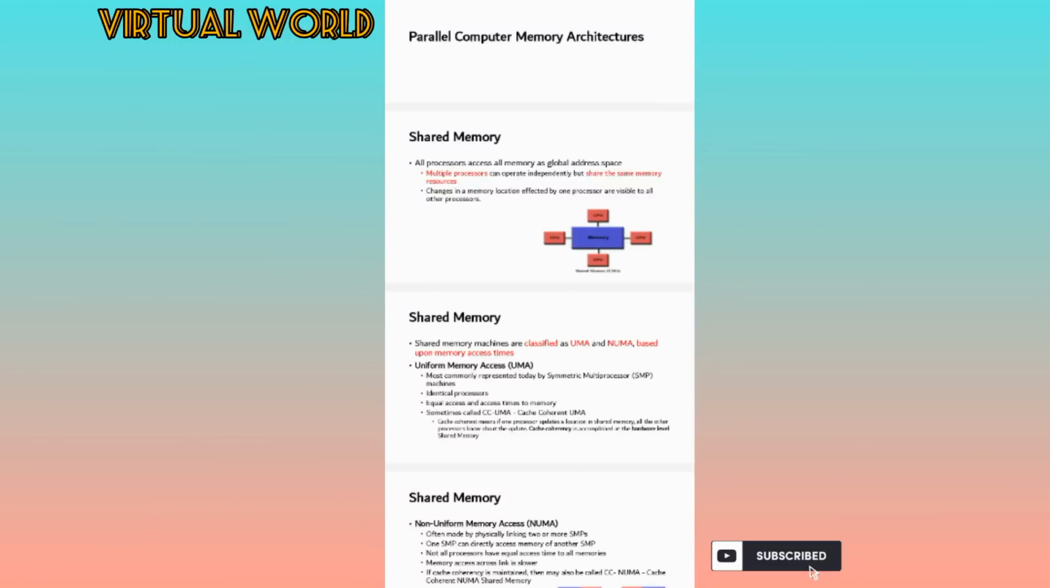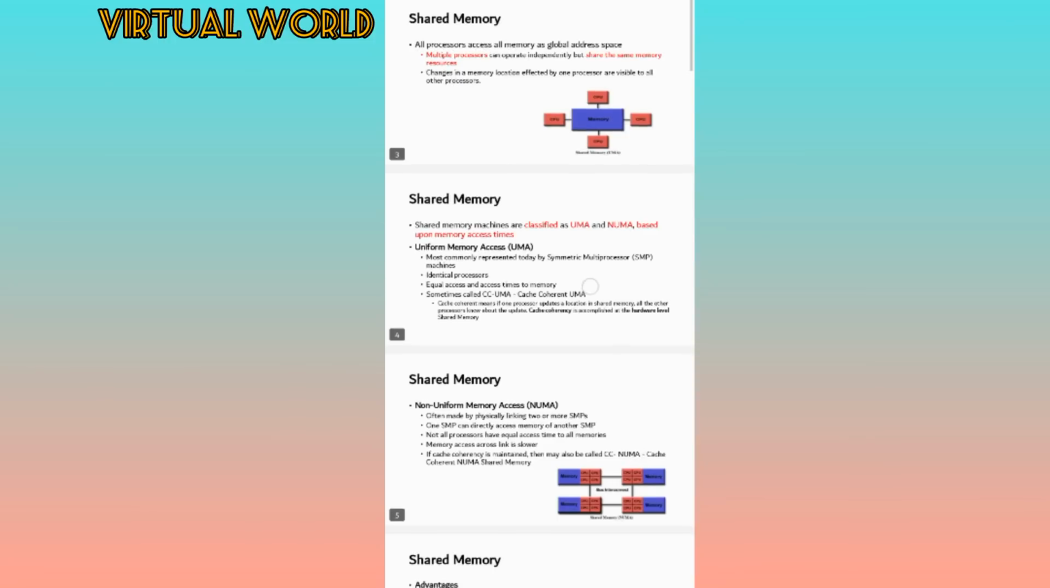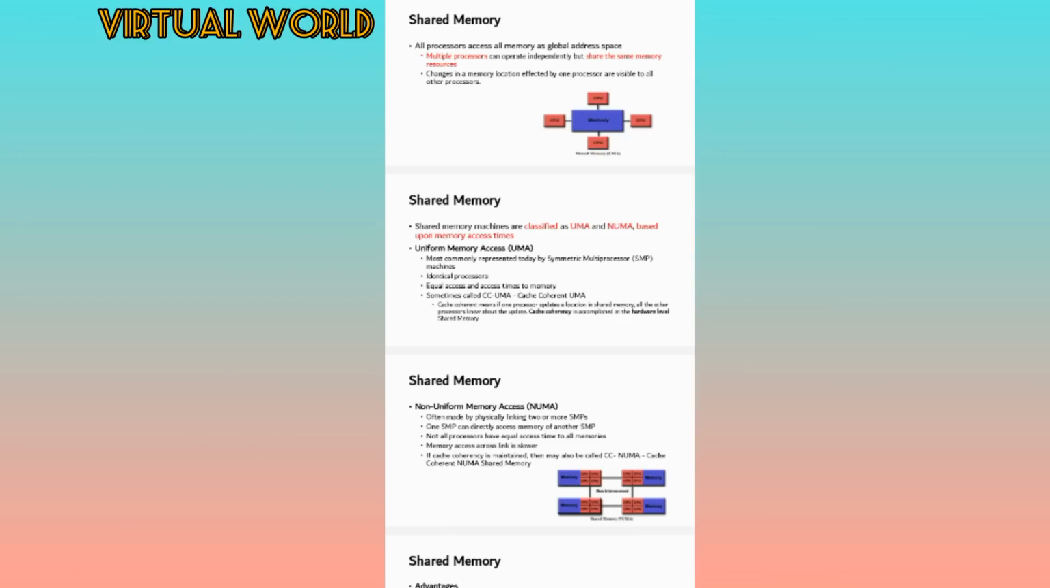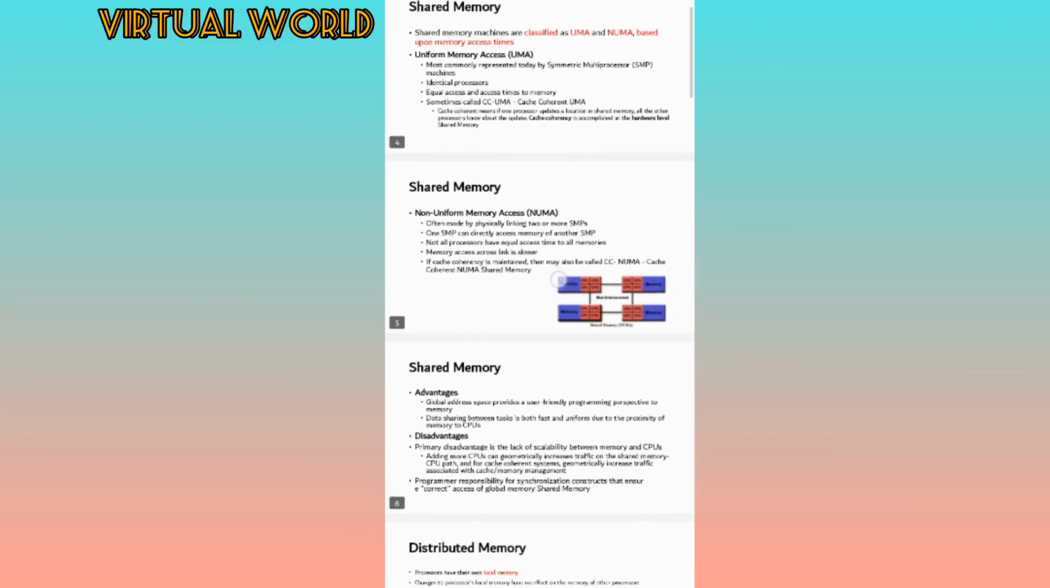Today our concern is parallel computer memory architecture. First of all, in parallel computer memory architecture, we have shared memory. What is shared memory? All processors access all the memory as a global address space, so multiple processes can operate independently but share the same memory resources. When a change to a memory location is made by one processor, it is visible to all the other processors. That's the concept of shared memory.